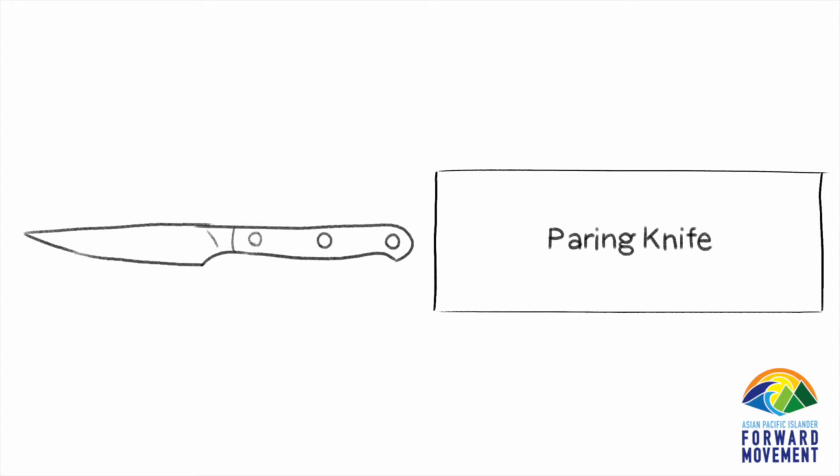Next, we're going to take a look at the paring knife. This small knife has a straight, sharp blade that is generally 3 to 5 inches long. It's easy to handle and it works well for peeling and coring foods or mincing and cutting small items. It can be used with small ingredients such as shallots, garlic, and fresh herbs.